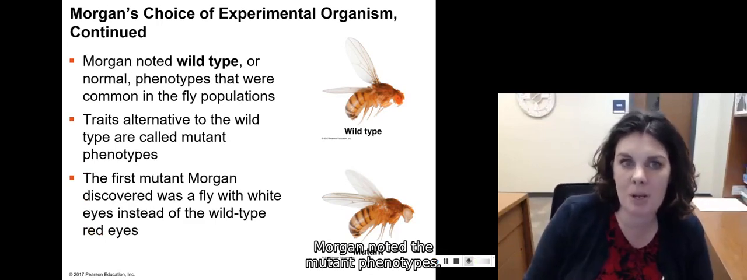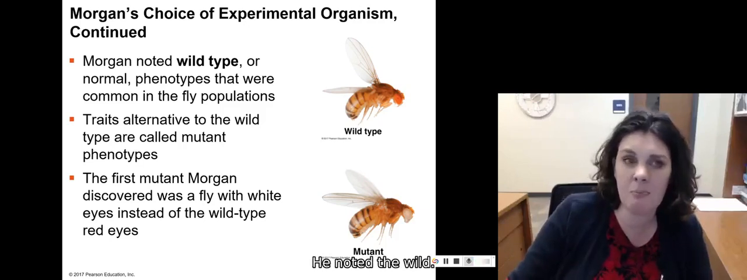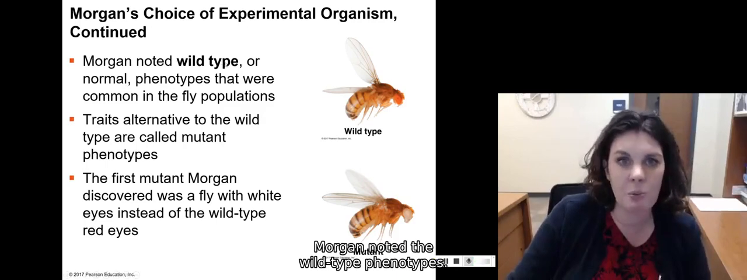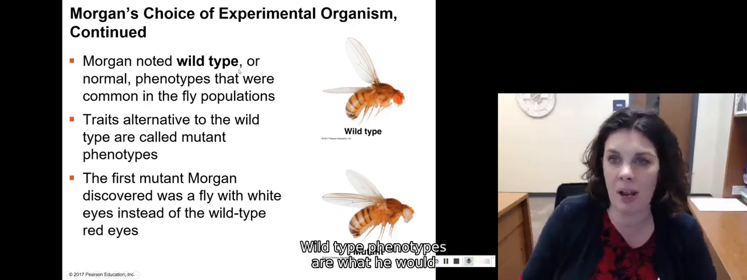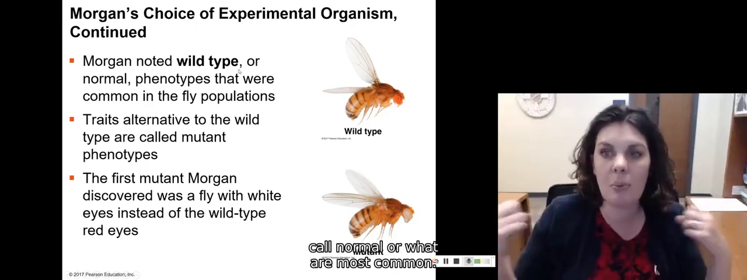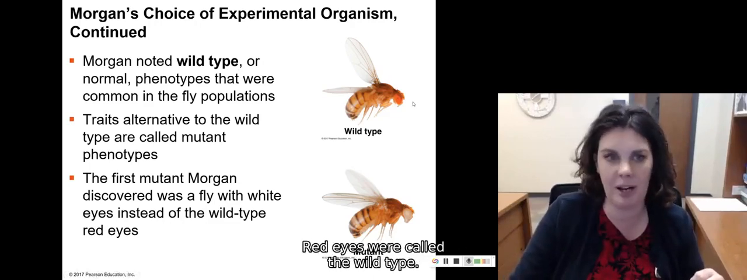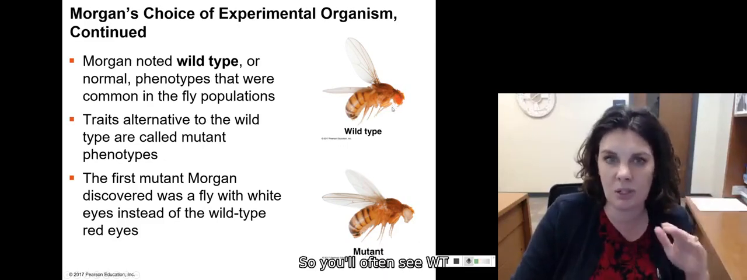Okay, Morgan noted the wild type phenotypes. Wild type phenotypes are what he would call normal, or what are most common. So in fruit flies, most of them have red eyes. So red eyes were called the wild type.